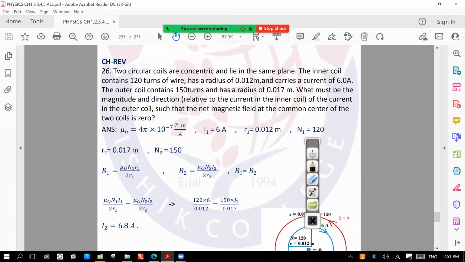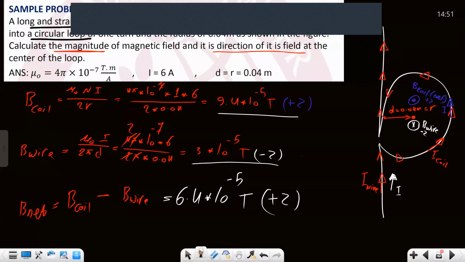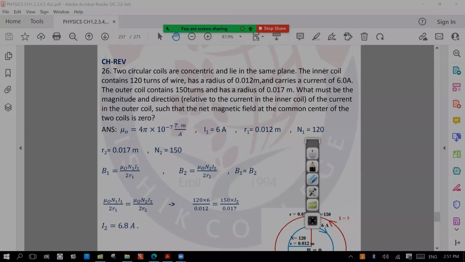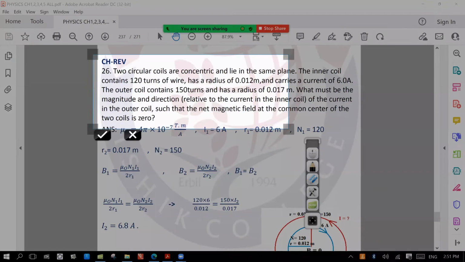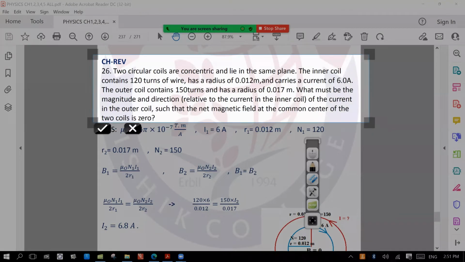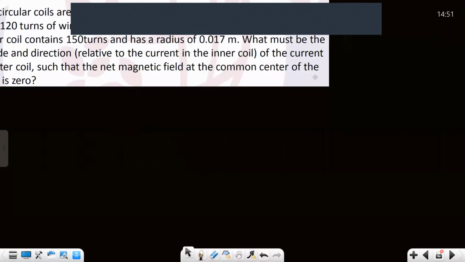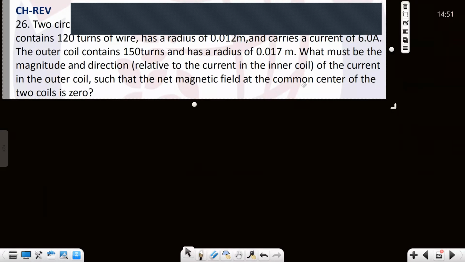Okay, let's go ahead with one question from the chapter review. And that question also, we're going to go to the next slide, to the next page, and then we're going to solve it over there. It is the chapter review, question 26 from chapter 5. Okay, here is the question.